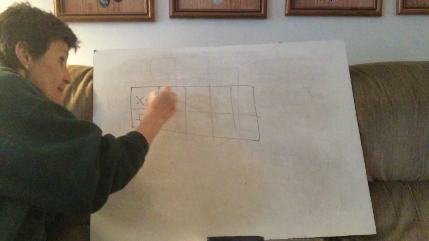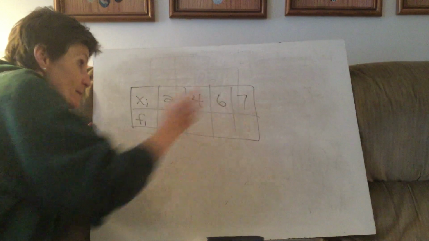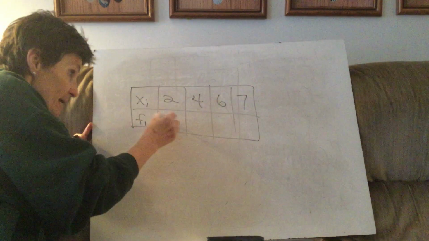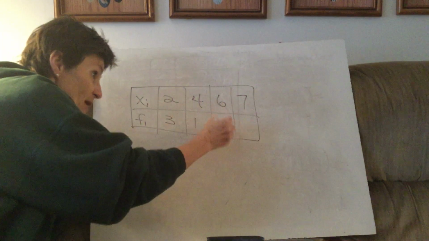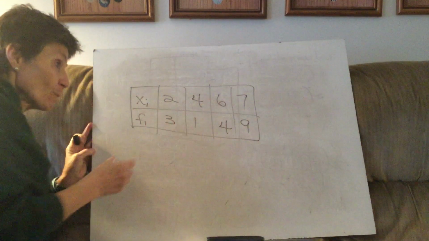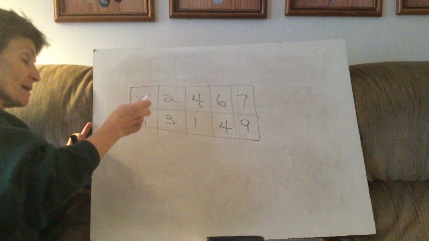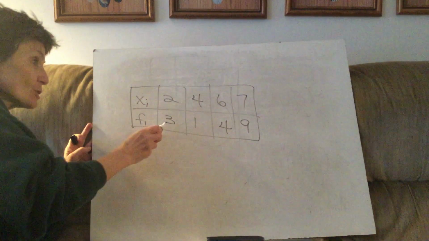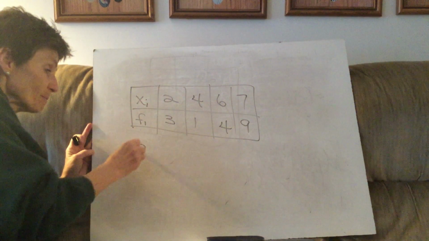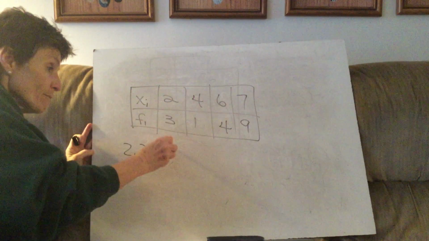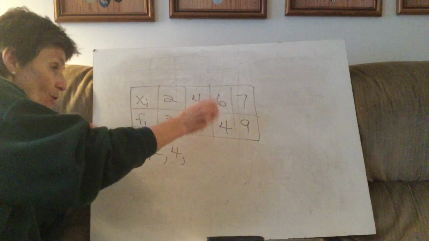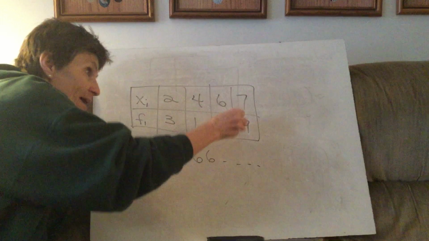And we have 2, 4, 6, 7. So our data points are 2, 4, 6, 7. And the frequency, that is the number of times we have them, are 3, 1, 4, 9. So again, what this means is, if you wrote out your list of numbers, you would have 3 2s, 1 4, 4 6s, and 9 7s.